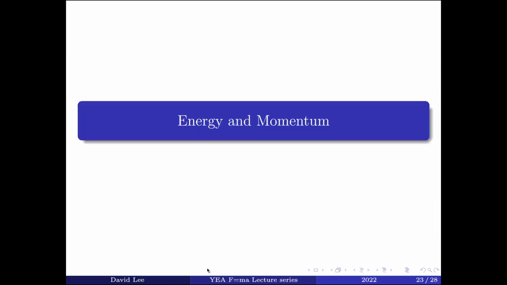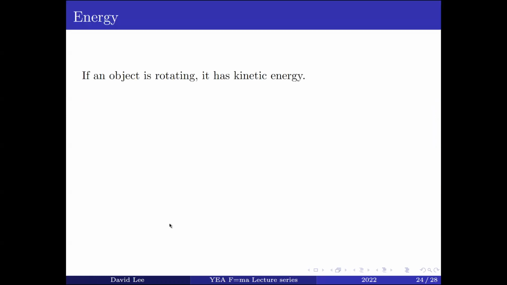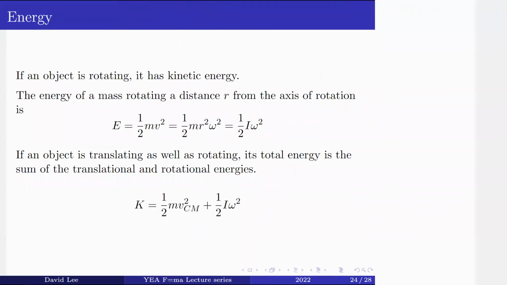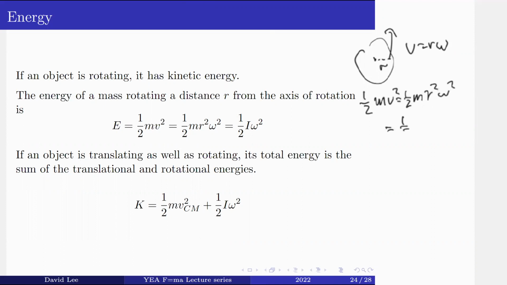All right, now let's talk a bit about energy and momentum. We have normal translational energy and translational momentum, but we also have rotational energy and rotational or angular momentum. So let's say we have a mass rotating a distance r away, and so it's going to have some v equals r omega, right? So what's its kinetic energy? 1/2 mv squared. This is 1/2 mr squared omega squared. This is just 1/2 I omega squared.